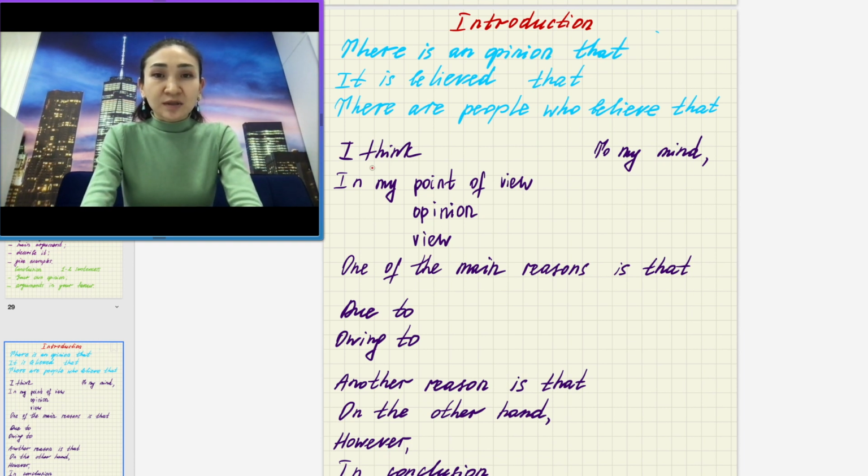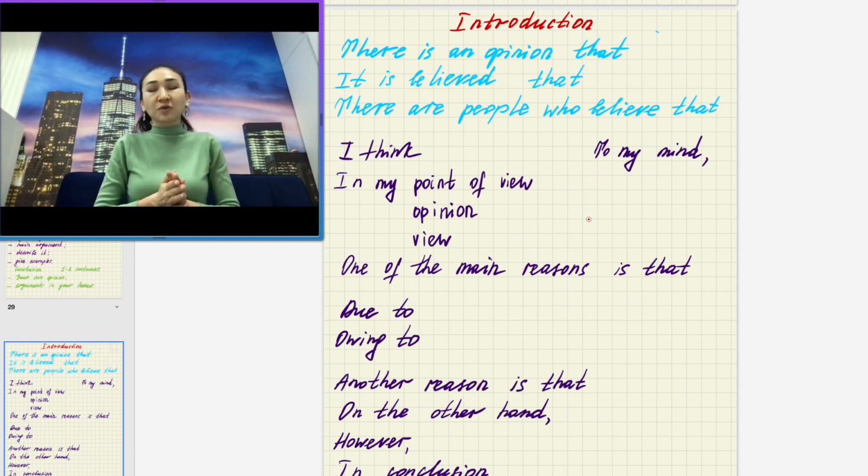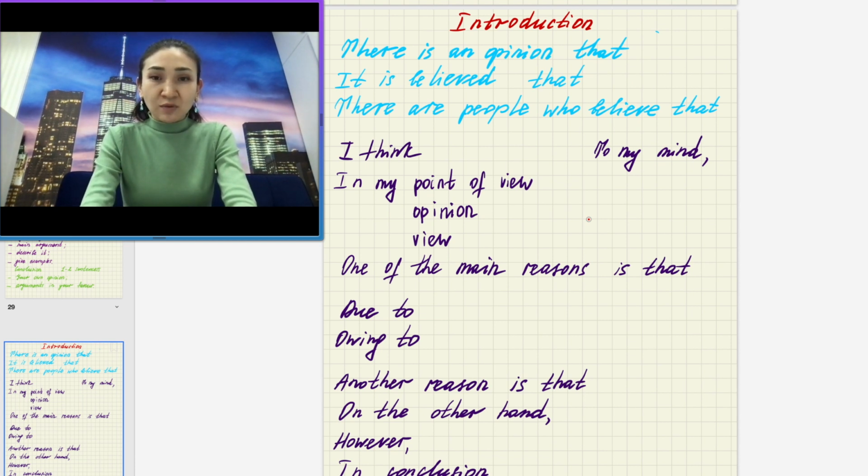So further, we're still talking about the introduction part. First, you're going to write your own opinion. So it's basically everything in the introduction part. It's going to be your second sentence. So you have to write, I think, in my point of view, in my opinion, in my view, or to my mind. As I always tell you guys, it's better to use more words. So let's say I go with in my point of view, because anyways it's going to give you more words in your writing task too.